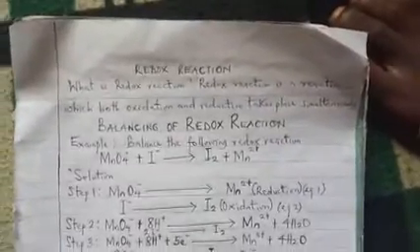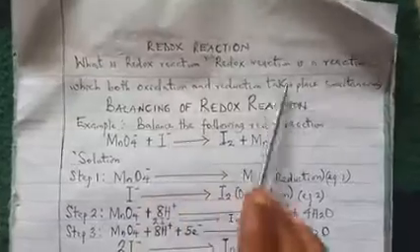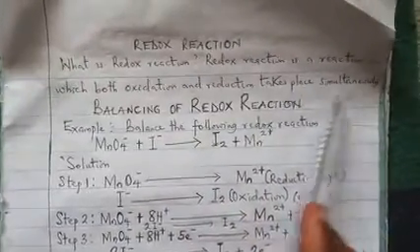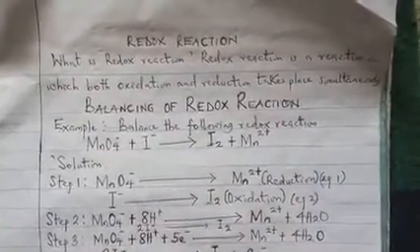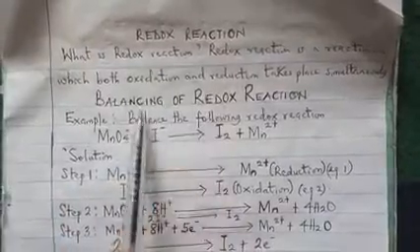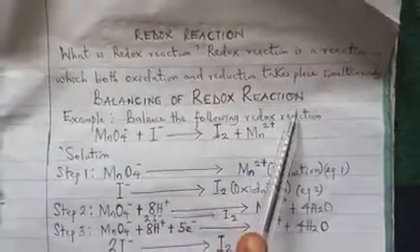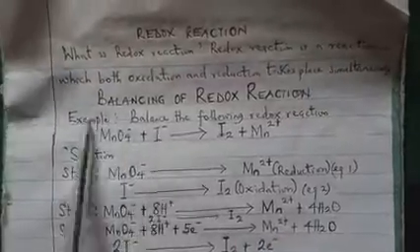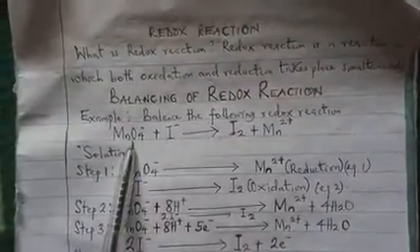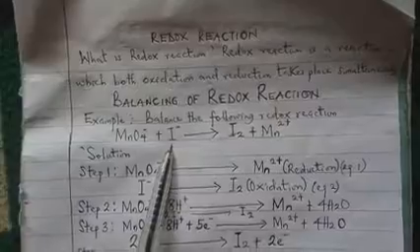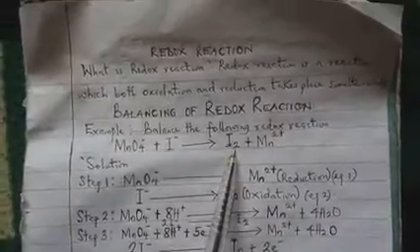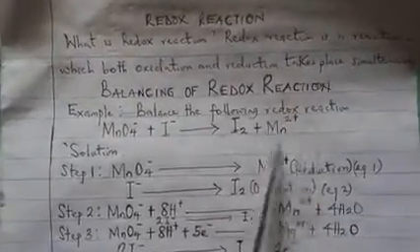Now, let's go to the last part of our revision for today, which is redox reaction. What is redox reaction? It is a reaction in which both oxidation and reduction take place simultaneously. Now, one thing that is more important in redox reaction is balancing of redox reaction. How do we balance? If you look at this equation, we have tetraoxomanganate(VII) ion plus iodide ion to give us iodine and manganese 2 plus.